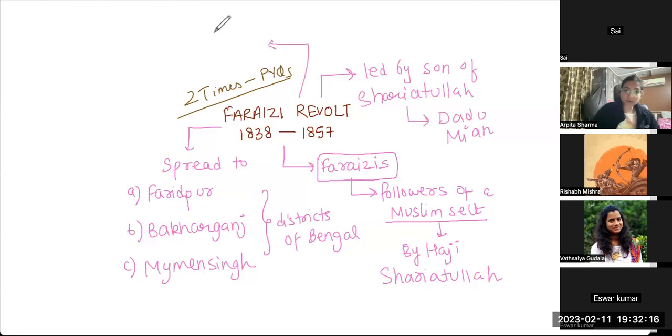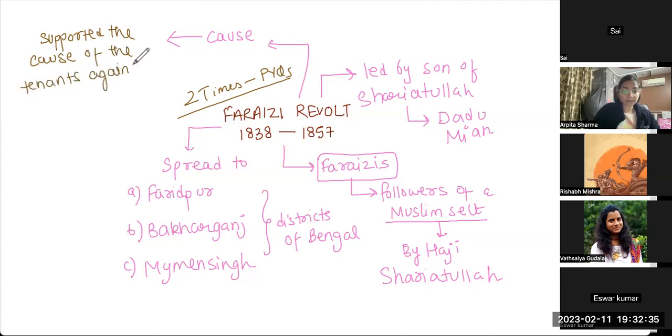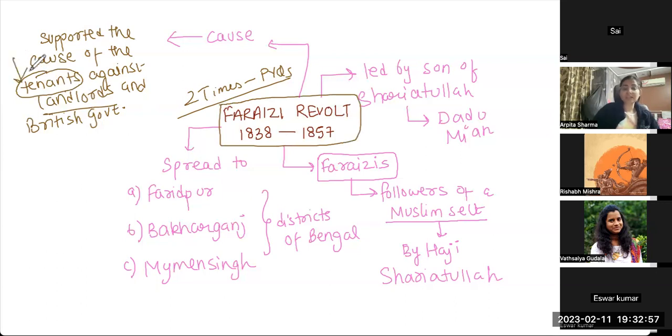And what was the reason of the revolt? What was the cause of the revolt? Why did it start? Very simple, the answer is very simple. The reason was, write it down: this revolt supported the cause of the tenants against the landlords and the British government. So basically, the tenants were protesting against the zamindars, the landlords, and the British government. So the people of the Fairaizi revolt were supporting the tenants. Okay, tenants or the farmers or the peasants, you can call them.